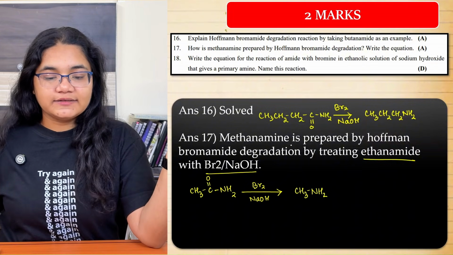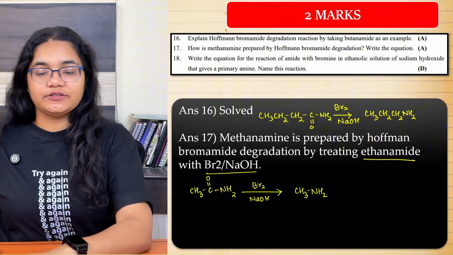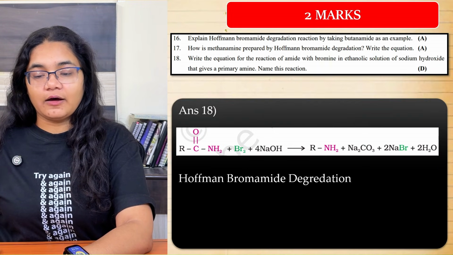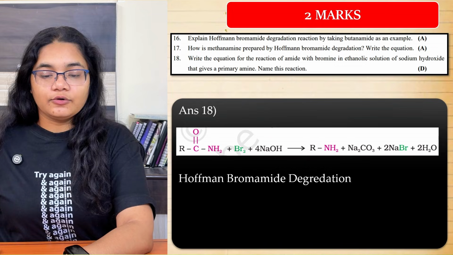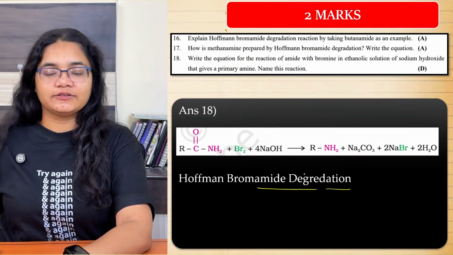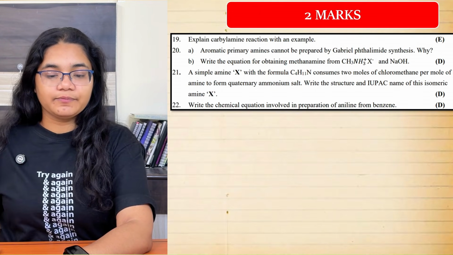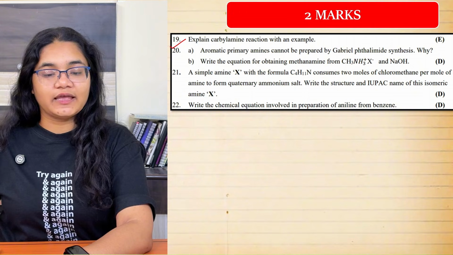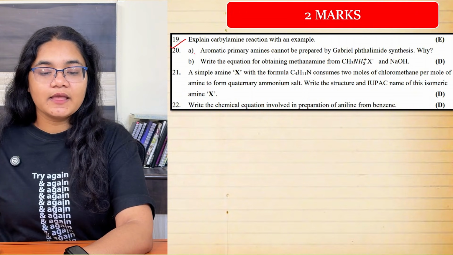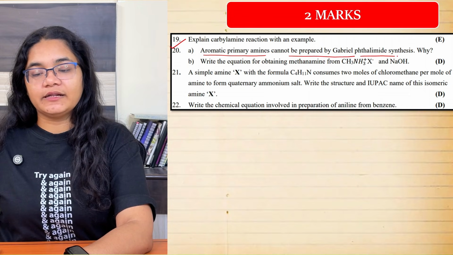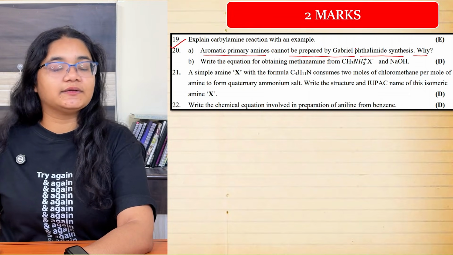Okay, next question number 18: write the equation for the reaction of an amide with bromine and NaOH to give you a primary amine. This is again Hoffmann bromamide degradation, and that is the name of the reaction. We have already discussed this question. Now, explain the carbylamine reaction. This also we have discussed with an example. Question number 20: aromatic primary amines cannot be prepared by Gabriel phthalimide synthesis. Why? Okay, this is an important question.